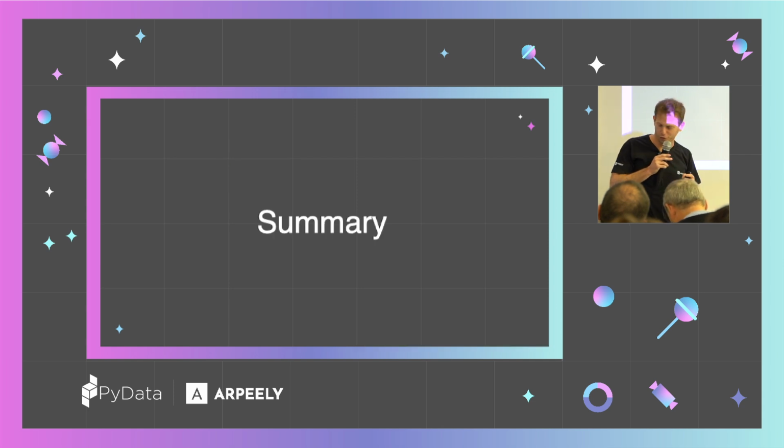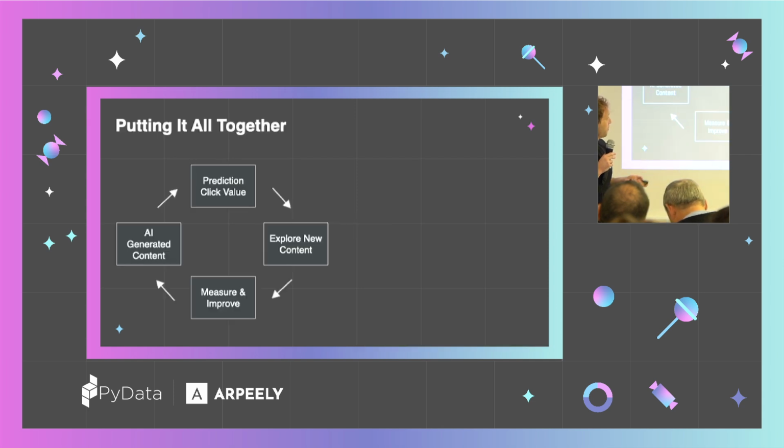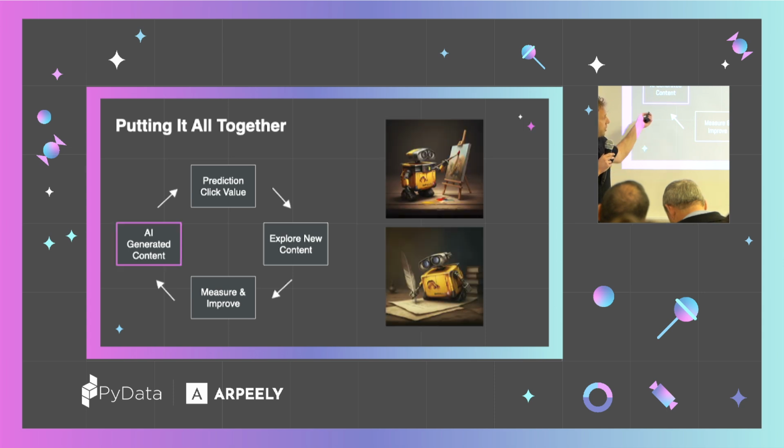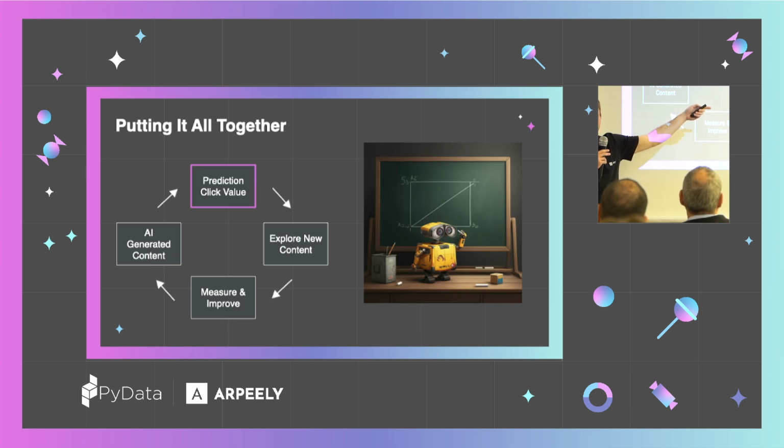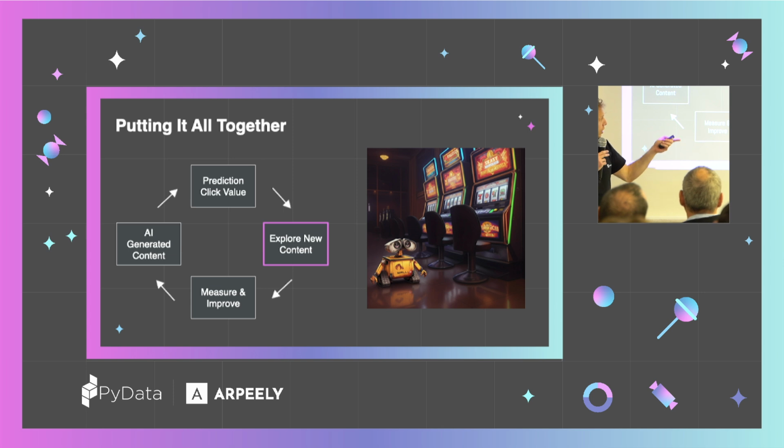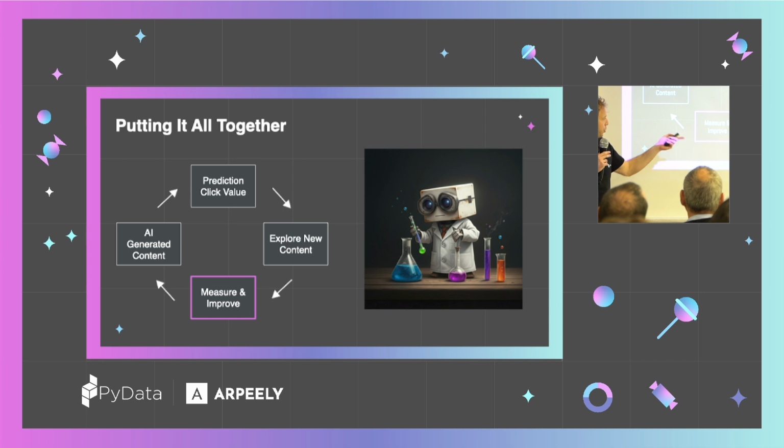Let's take a brief overview of the system in general. Okay, so we've taught the AI, we've added the ability in our pipeline to generate content. We've added the ability to figure out how much an ad is worth and bid accurately. We know how to explore new content virtually out of the box. And we're constantly improving and measuring and figuring out when we're doing well.